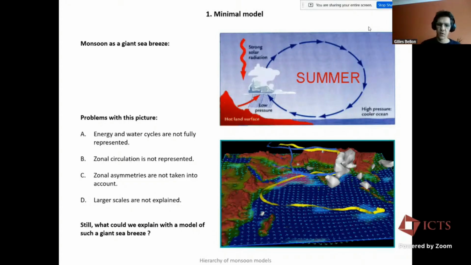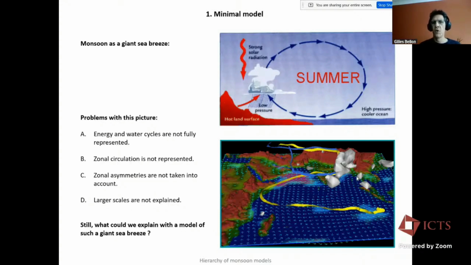And especially, as we see in the second image here, this giant sea breeze image is really limited in terms of how it represents the water and energy cycle. It doesn't have any zonal circulation, essentially. It's all meridional and vertical. Zonal asymmetries are completely ignored. And why would the sea breeze become giant, going over the essentially 100 kilometer scale that a sea breeze will affect? That's really not explained at all.